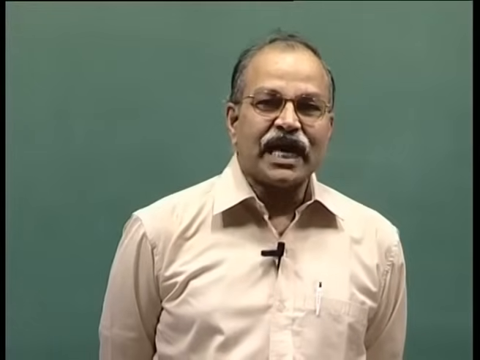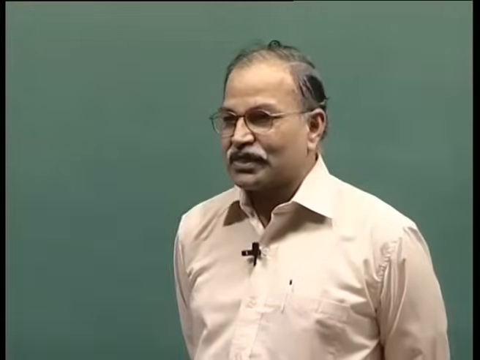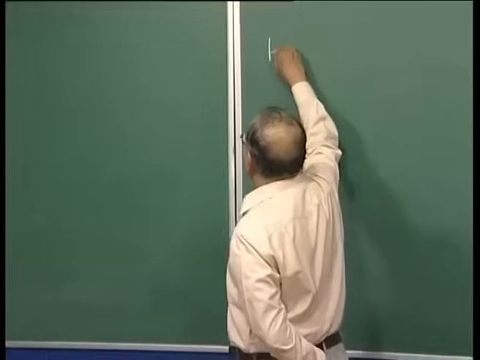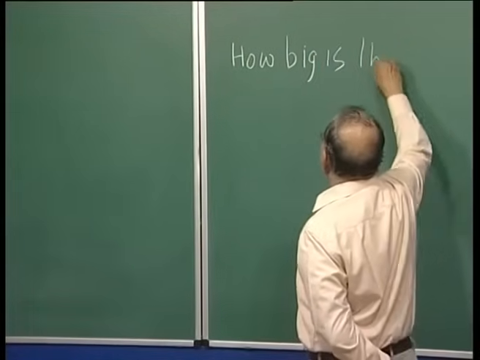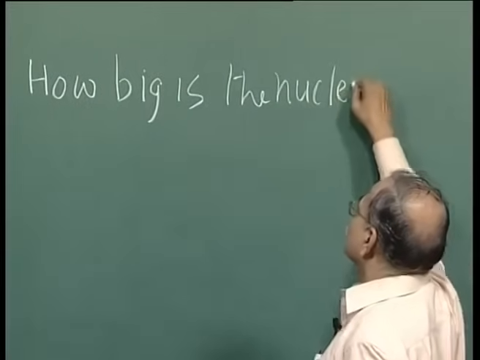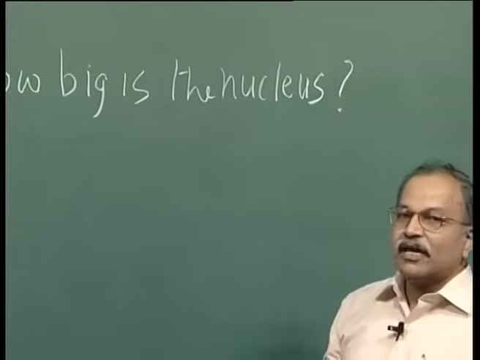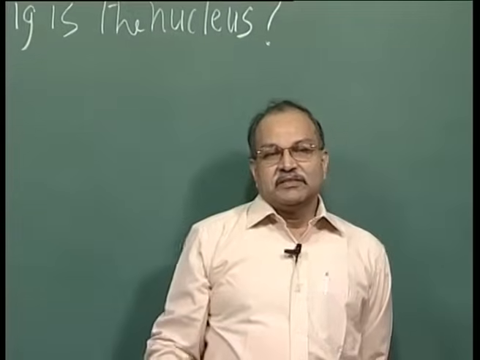So, our first thing will be to familiarize ourselves with the nucleus, and in that also I will start with the size of the nucleus. How big is the nucleus? That is the question we are going to discuss. And how it is related to the different nuclei, say atomic masses. So, you have some 300 different nuclei. How are these radii related for a heavy nucleus, middleweight nucleus and light nucleus? So, that is the question.